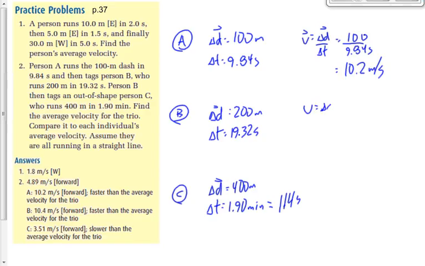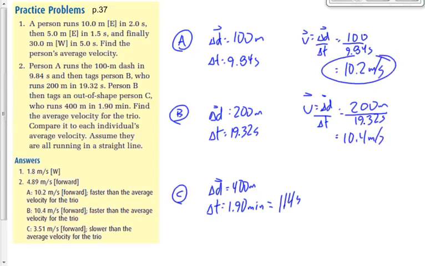Displacement divided by time. Displacement is 200 meters this time. The time is 19.32 seconds. This time we get 10.4 meters per second. Explain that to me. You'd think you're running a 200-meter sprint, you'd kind of start getting tired out, right? And you'd slow down a little bit, not speed up a bit, right? Can you tell me why the average speed in a 200-meter might be faster than the average speed in a 100-meter?